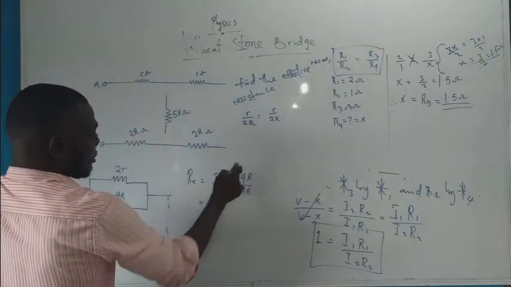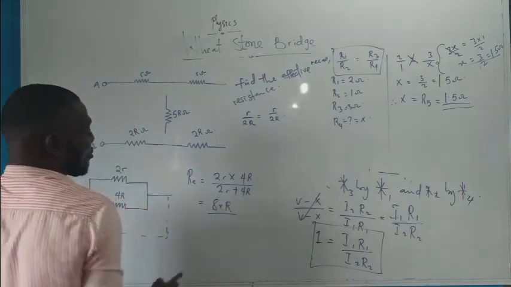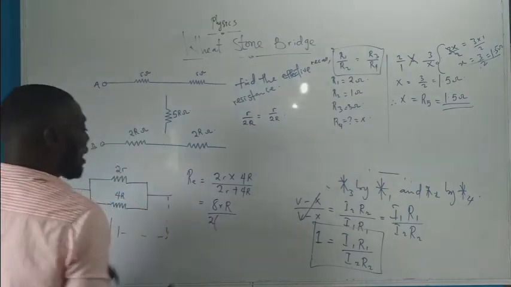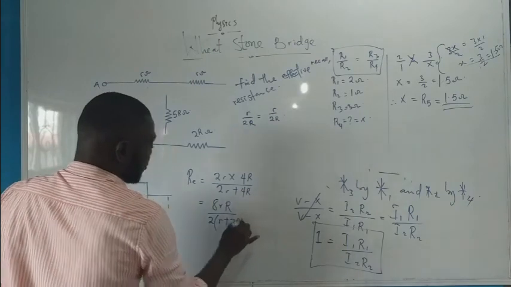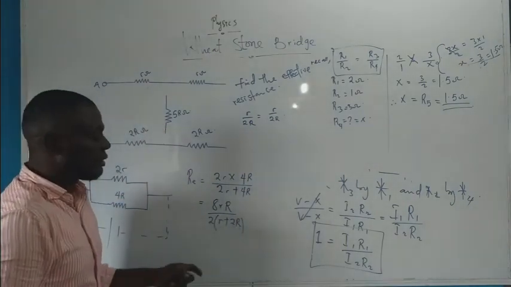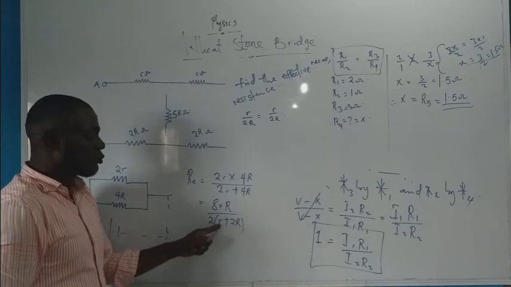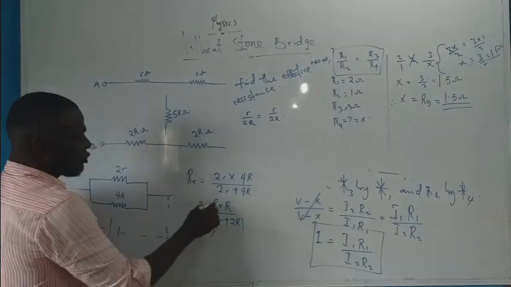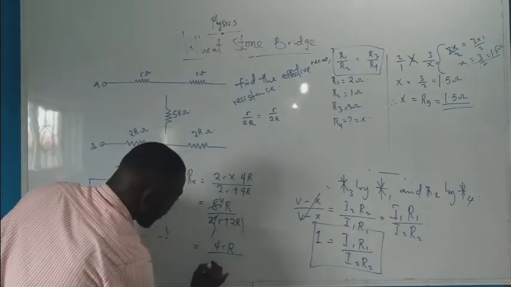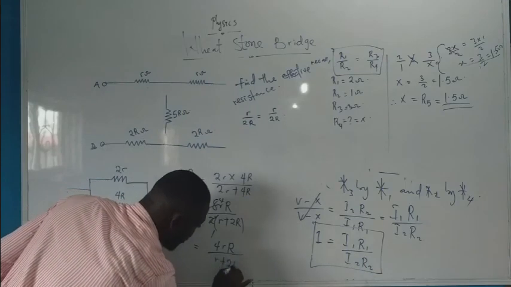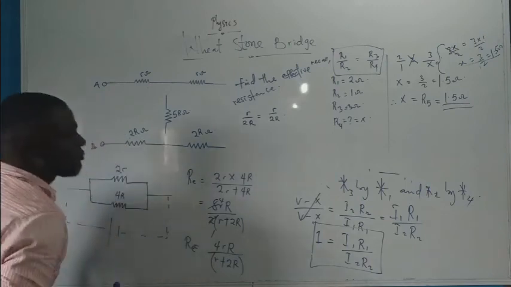And this will give 8R over, what would it be? 2 into bracket R plus 2R. You can't add this and this together, they are not the same. This is internal resistance, while this is external resistance. Small r, big R. 2 here, 2 here 4. That will be 4R over R plus 2R. So this is the R effective.